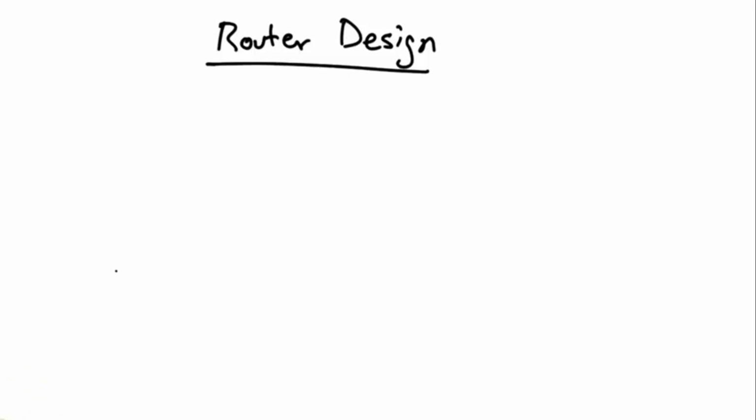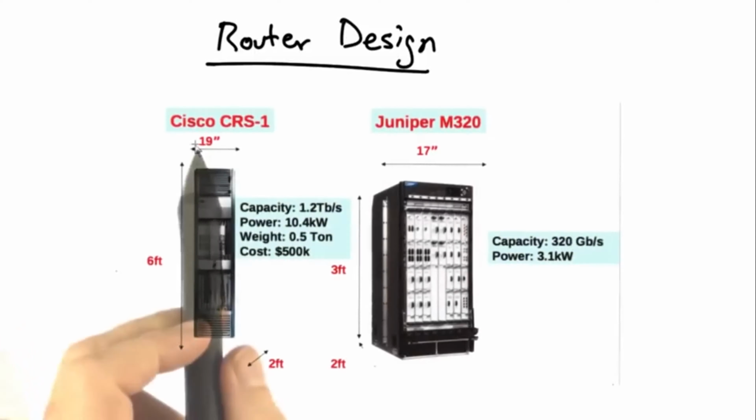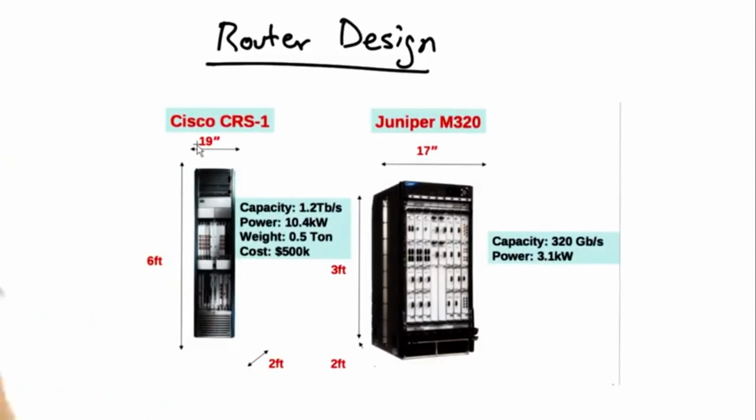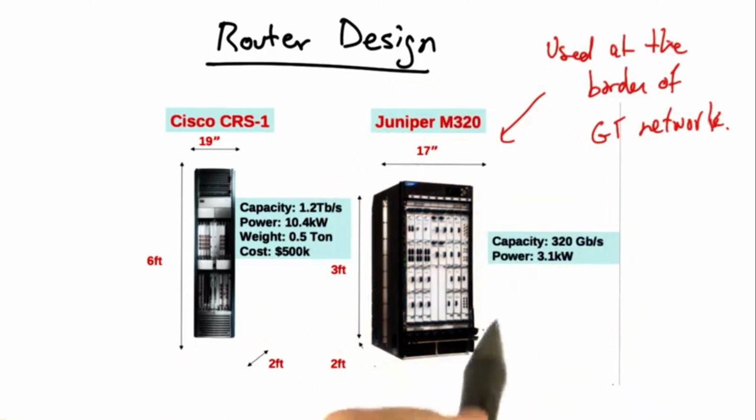In this lesson, we will cover the design of big, fast modern routers. Here's a picture of two modern router chassis. On the left, we have a picture of the Cisco CRS-1, and on the right, we have a picture of the Juniper M320. The M320 has for some time been used at the border of the Georgia Tech network between Georgia Tech and the rest of the Internet.